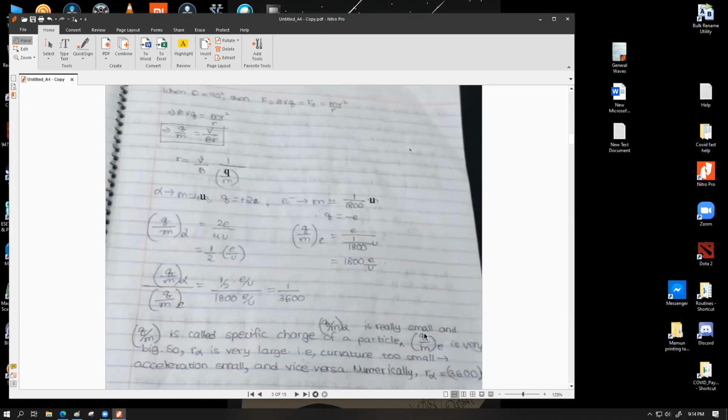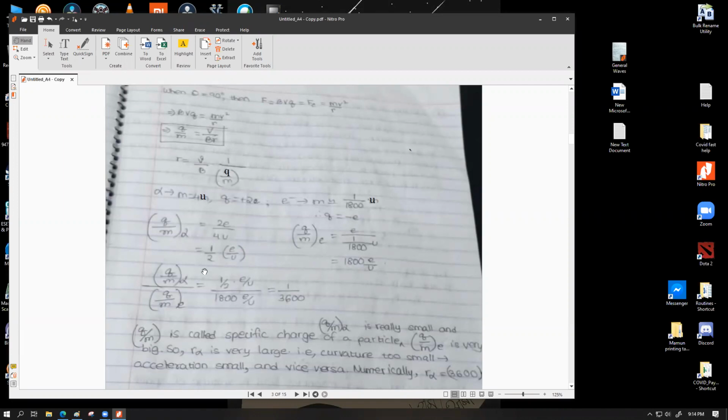Q by m of alpha is really small, only half of e by u, and q by m of the electron is very big, 1800 e by u. e is a constant, u is also a constant. So these are two constants, and they are going to have some numerical values, whatever. But we're trying to compare these two things in terms of this multiple. So the radius of alpha is very large. Why should the radius of alpha be very large? Because have a look, r equals v by b into 1 by q by m. If this denominator is very small, r will be very large.